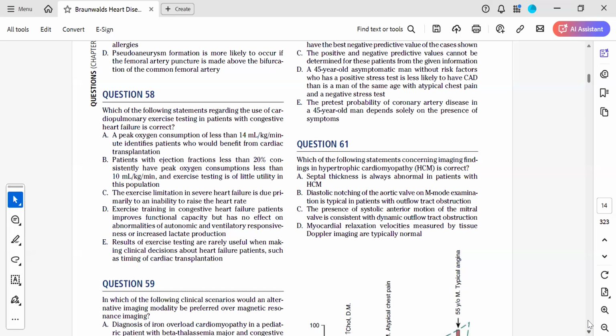It can also help in evaluation of arrhythmias. The types of exercise stress testing include treadmill testing, the cycle ergometry, and then the cardiopulmonary exercise testing, which is a more detailed form of exercise testing that measures oxygen uptake, carbon dioxide output, and ventilatory parameters.